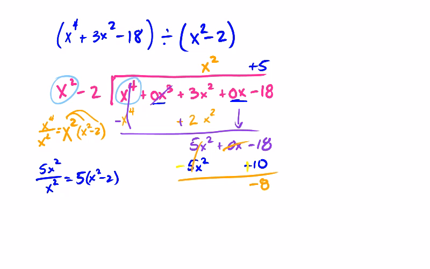Okay, and now I have a remainder. So what do I do with the remainder? Well, we turn it into a fraction. So we can either say plus negative 8 over x squared minus 2 or minus 8 over x squared minus 2. And so my answer is x squared plus 5 minus 8 over x squared minus 2.